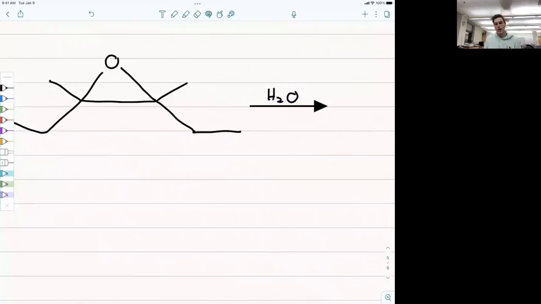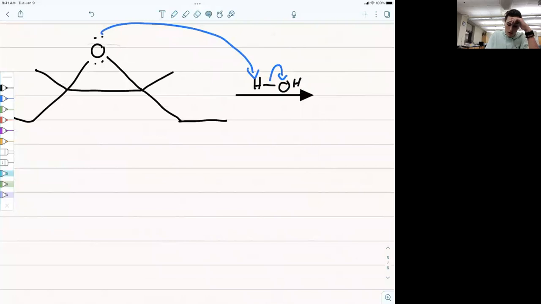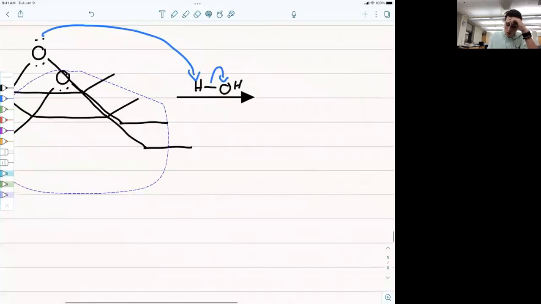So let's look at this. I have H2O, which is a weak neutral nucleophile, and I have an epoxide, which is not a good leaving group at all. So we can do the same thing like we did before. I'm going to have my oxygen come, I'm just going to draw the bond. My oxygen is going to take my hydrogen, and that's going to break this off, and then this will come and make a new one.